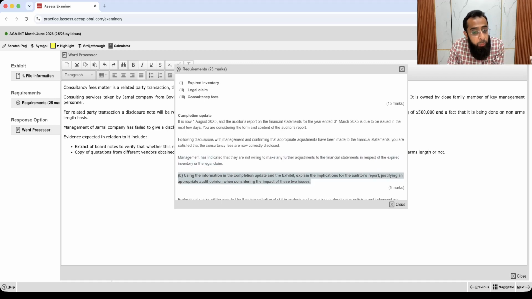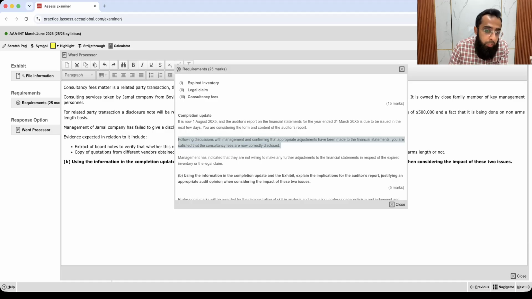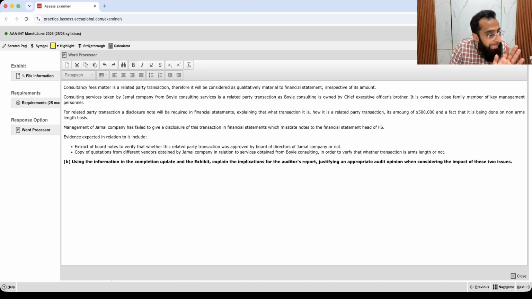Now, using the information in the completion update and the exhibit, explain the implications for the auditor's report, justifying an audit opinion when considering the impact of these two issues. 5 marks. What will be the impact on the auditor's report? Let's look at it. It's not a difficult one. Now, he has said that the consultancy fees issue has been resolved. So, unresolved issues are in relation to expired inventory and legal claim.